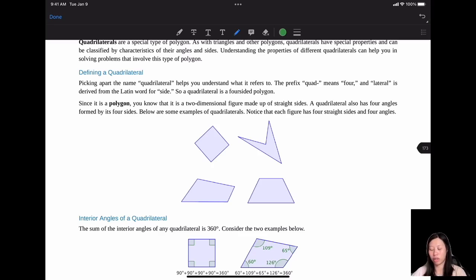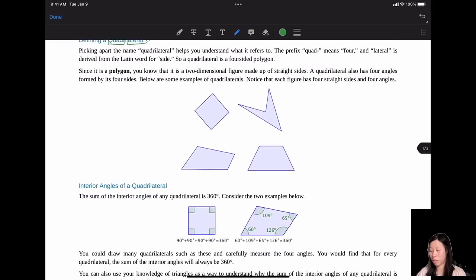So what is a quadrilateral? Quad means four, and lateral means side. So this is very straightforward. It's a two-dimensional polygon with four sides. We call this a quadrilateral. Here are some examples of quadrilaterals. These are all quadrilaterals because they are all polygons formed by four sides.